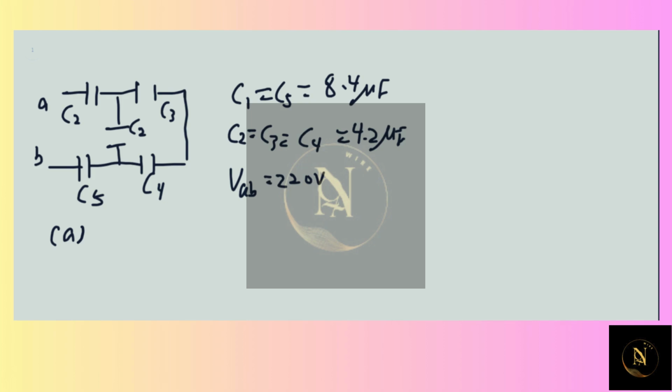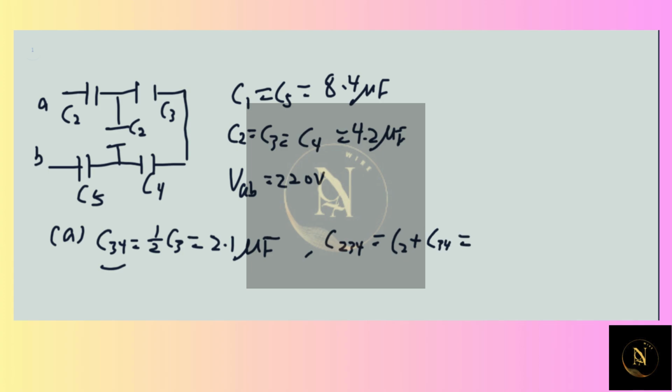So basically, you can see that C3 and C4 are in series. So in that case, C34 equals half of C3 because C3 equals C4, right? So this gives you 2.1 microfarads. And C2 is in parallel with C34, so C234 equals C2 plus C34, right? So this gives you 6.3 microfarads.